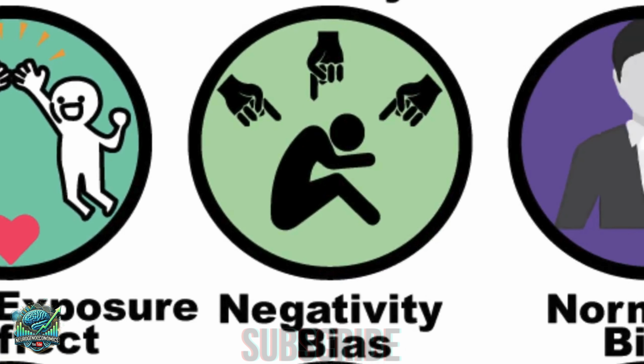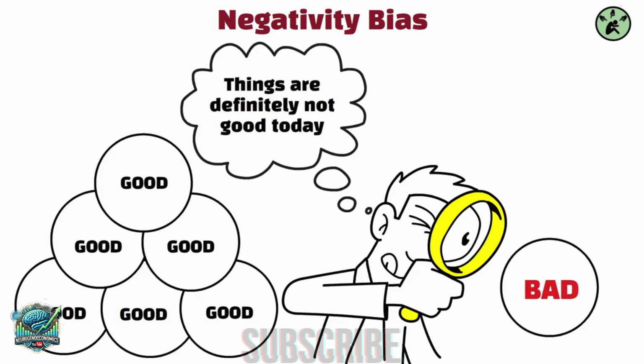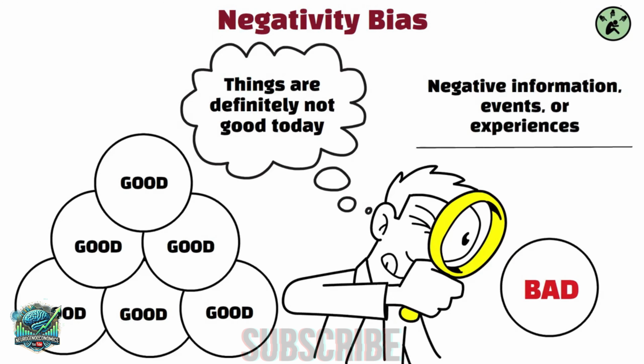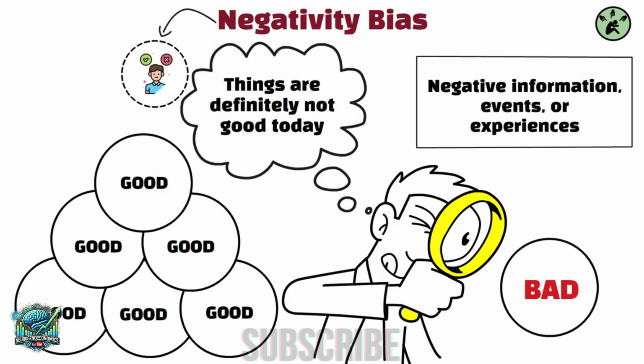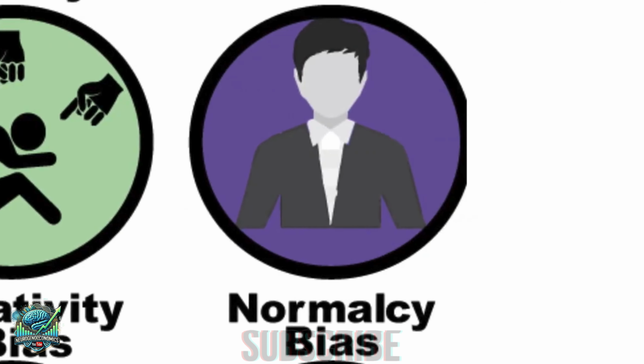Negativity bias. The negativity bias is the tendency to give more attention and weight to negative information, events, or experiences than to positive ones. This bias can influence decision-making, memory, and perceptions, leading people to focus disproportionately on negative aspects or potential threats.